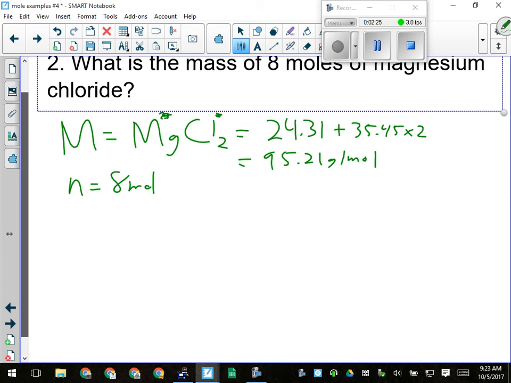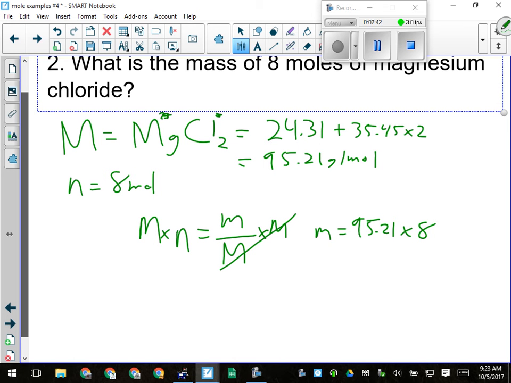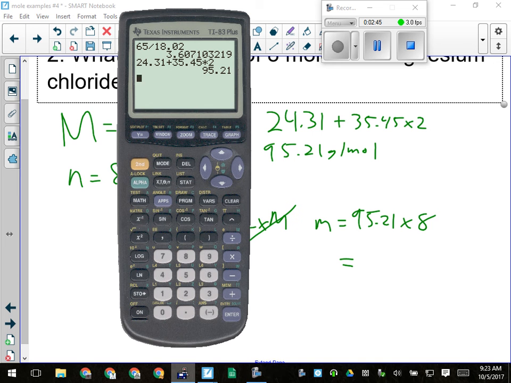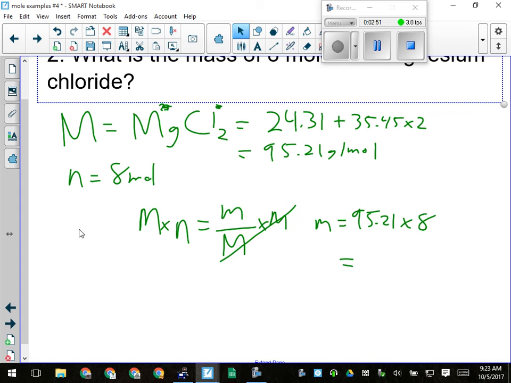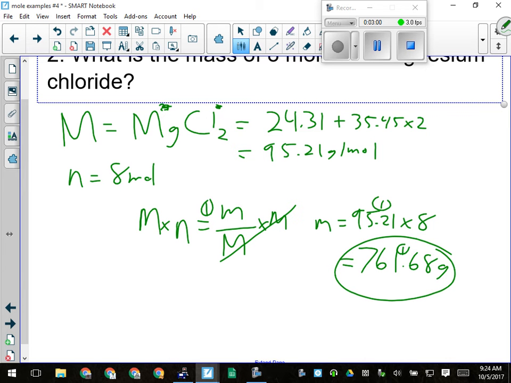Now I need to manipulate the mole equation to solve for little m. So I'm going to multiply both sides by big M. Big M comes over here. So we'll have little m equals 95.21 grams per mole, the molar mass, times the number of moles, 8. That gives us 761.68 grams. So 1 mark for your answer, 1 mark for the molar mass, 1 mark for the manipulation, 1 mark for the givens, 4 marks. Questions on number 2?